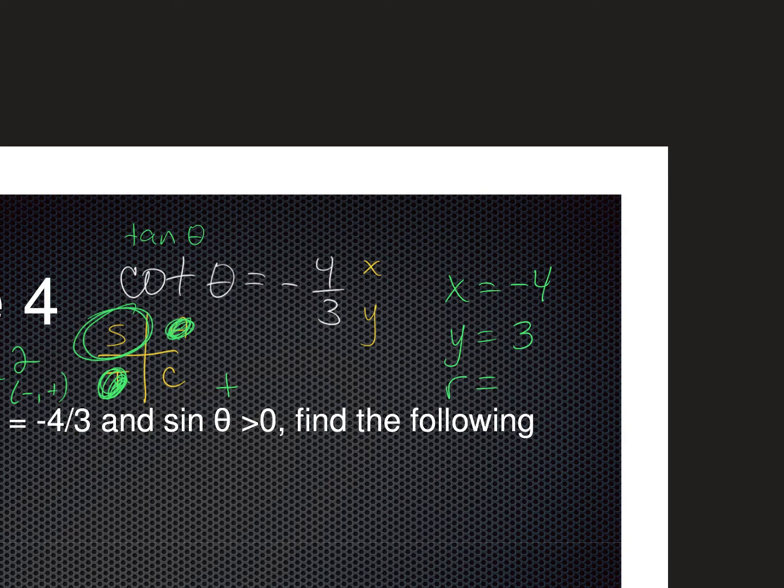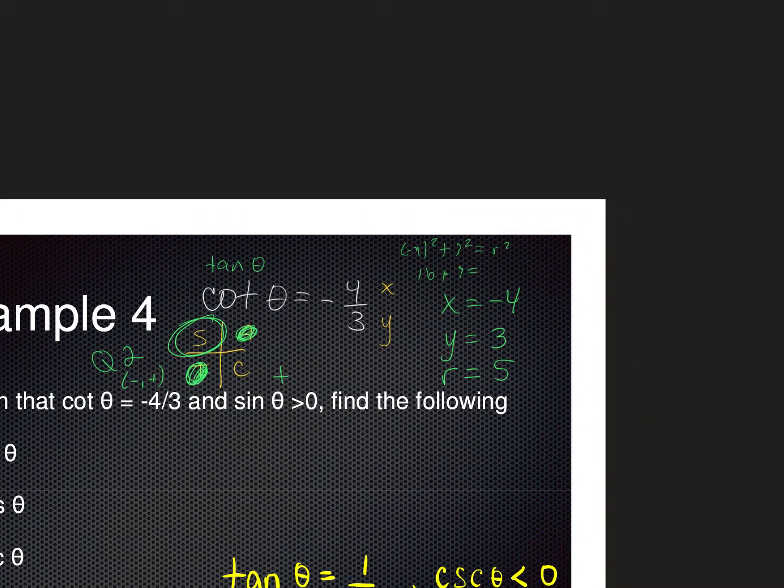R will always be what kind of a number? Positive. We did like 3 examples yesterday where 2 of the legs were 4 and 3. Right? If I use the Pythagorean theorem, -4 squared plus 3 squared equals r squared. So 16 plus 9 equals 25. So square root of 25 is 5. Do we now have all the information we need to do our trig functions?